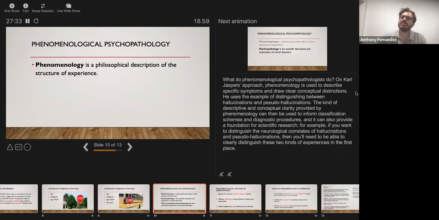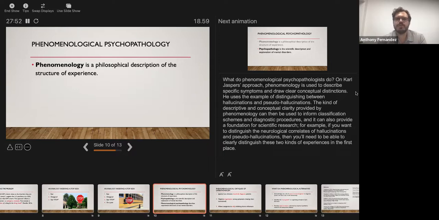When we say that it's describing the structure of experience, a phenomenologist might be interested, for instance, in describing the way in which we experience the flow of time. They might be interested in describing different kinds of affective states, so distinguishing between what we mean by an emotion and what we mean by a mood.